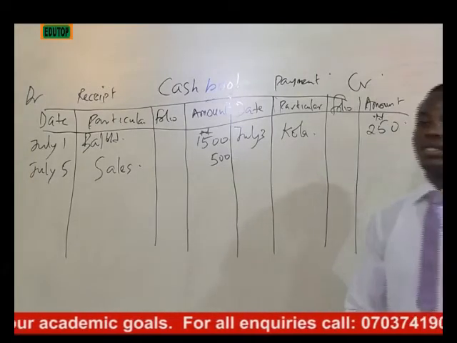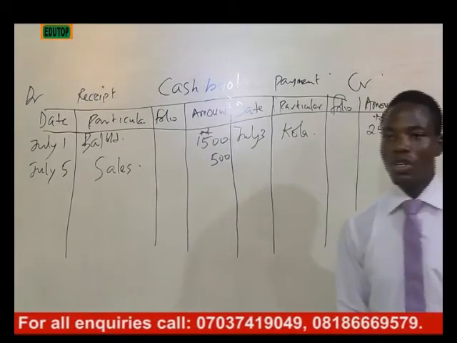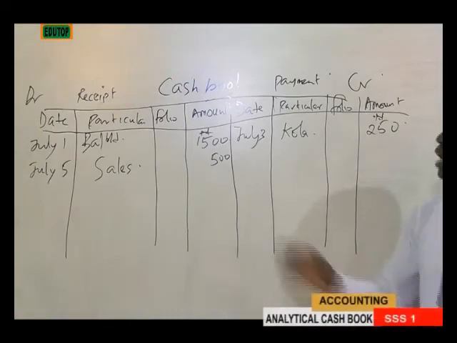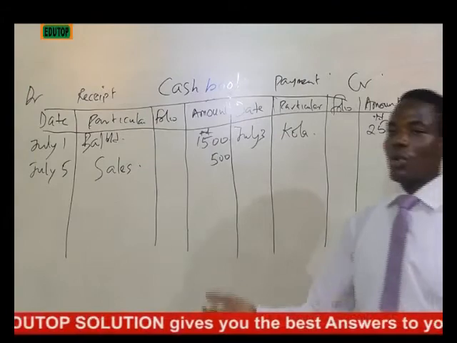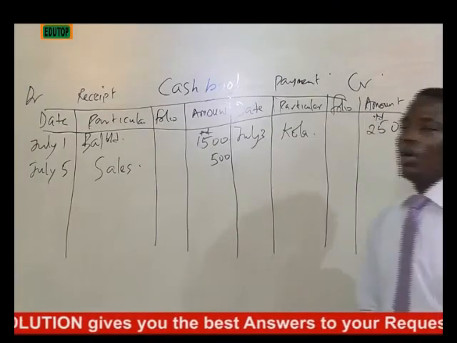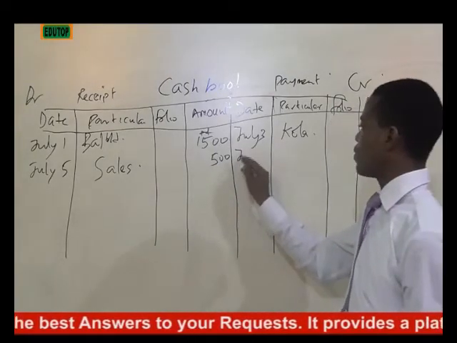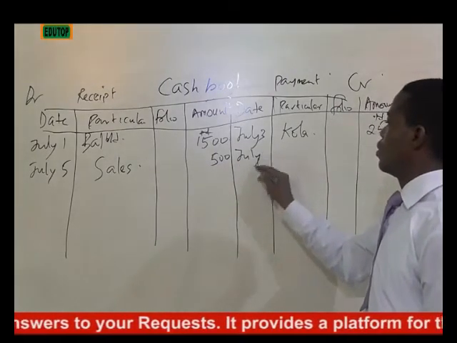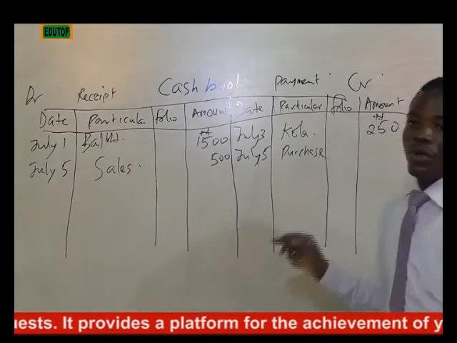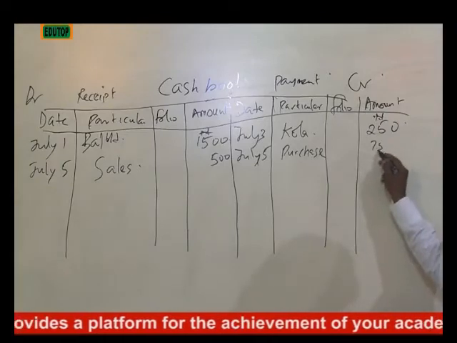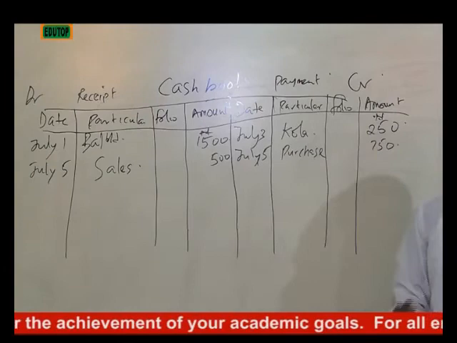Then the fourth one is cash purchases. When you purchase, that means something is going out from your cash. We have the receipt side and the payment side. When you make purchases, you pay money out in order to collect the goods, so the money is going out from the cashbook. So July 5, we have cash purchases, which is 750 naira.